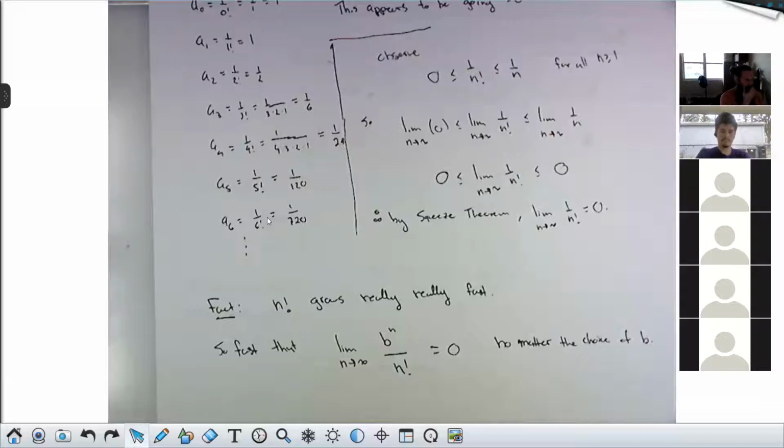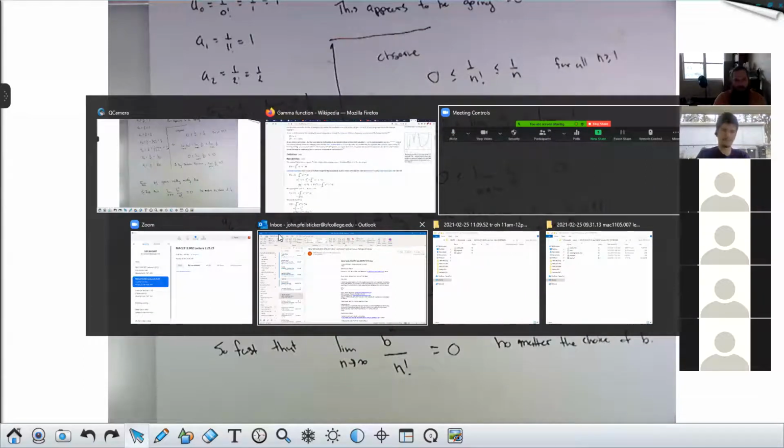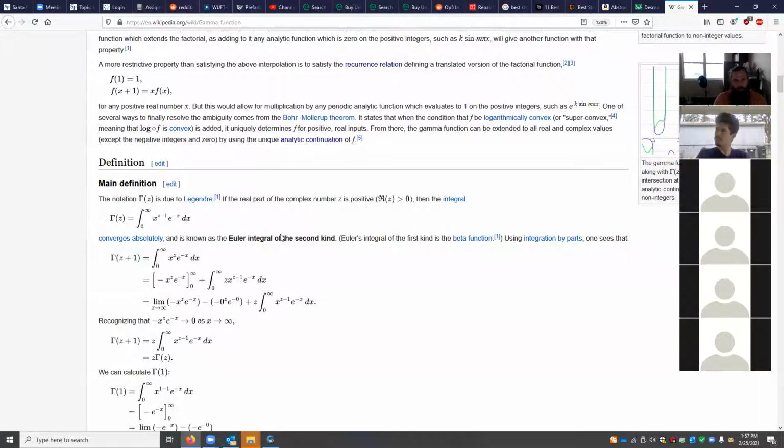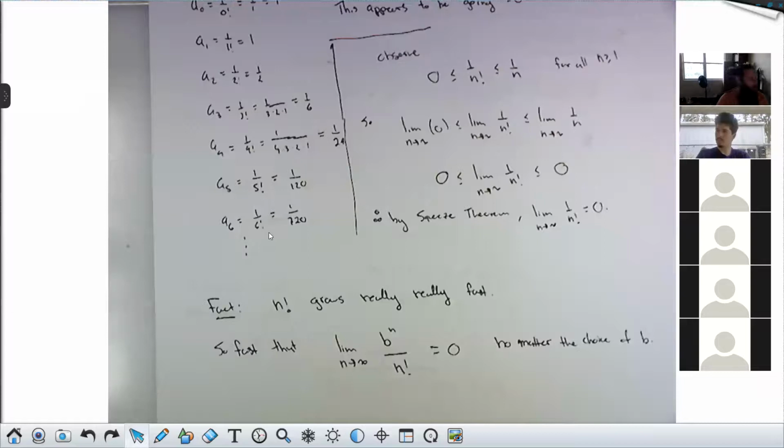I want to work one or two other little problems here with the factorial. And in service to that, we'll just do it like this here.